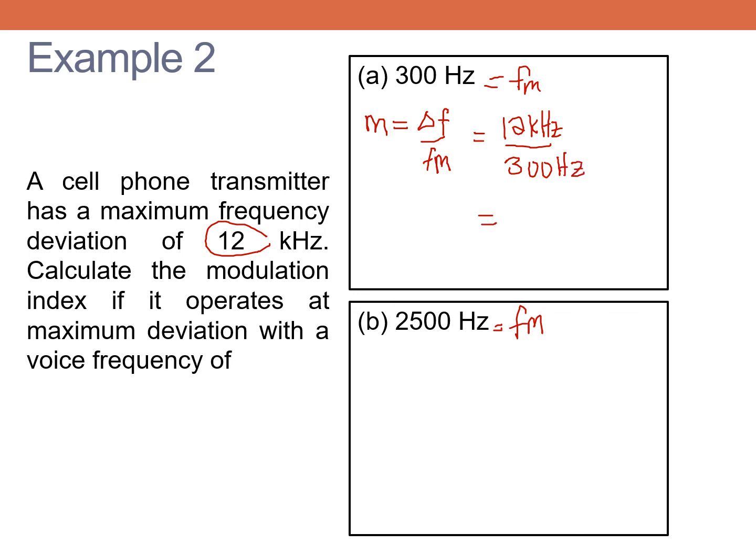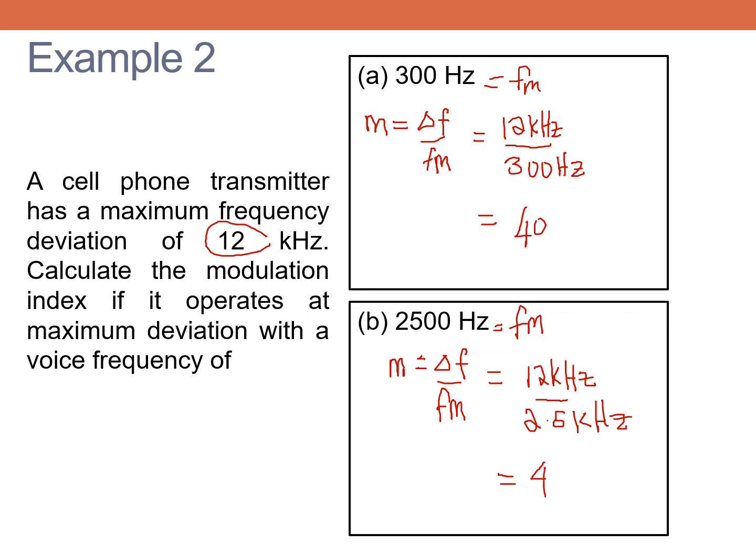The answer is 40. And for part B, M equals delta F over Fm. So delta F is 12 kHz and Fm is 2.5 kHz, which is equal to 4.8.